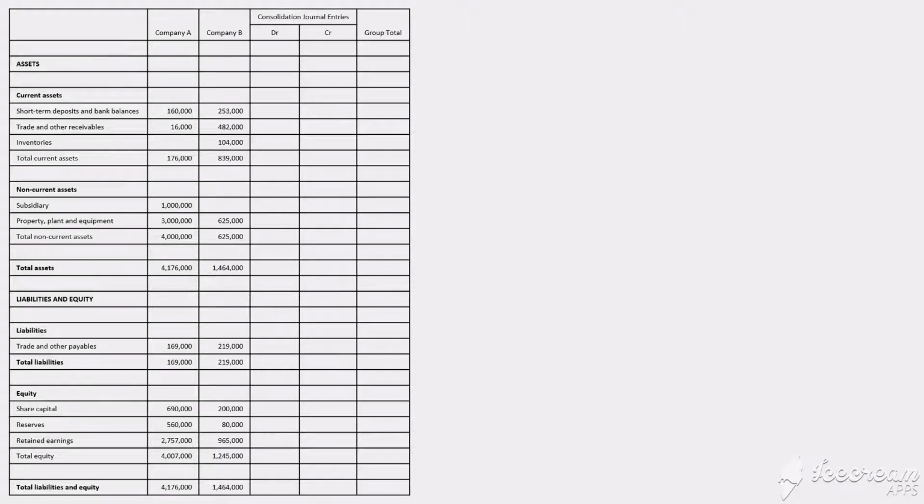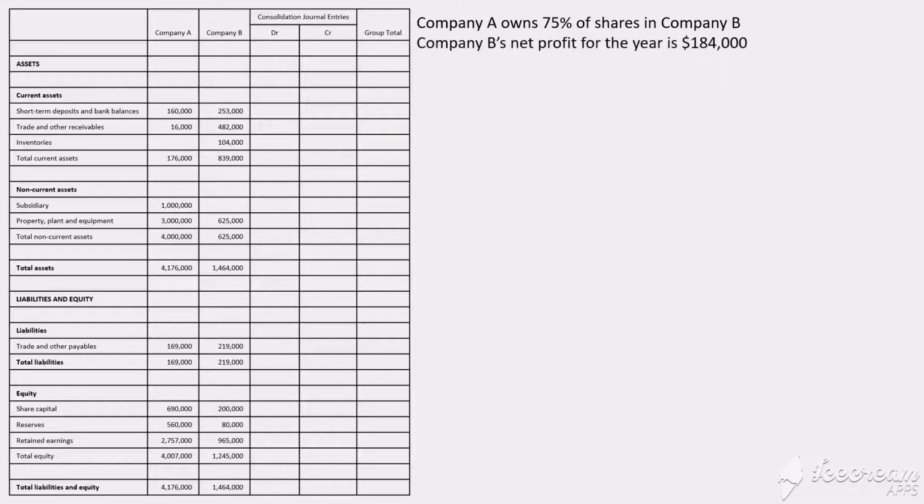In this case, Company A owns 75% of shares in Company B. Company B's net profit for the year is $184,000. I will explain the relevance of the subsidiary's net profit for the year afterwards. Let's eliminate the investment in subsidiary account first. The consolidation journal entry is debit share capital, debit reserves, debit retained earnings, debit or credit goodwill, which is the plug figure to force the debits to equal the credits, and credit subsidiary.